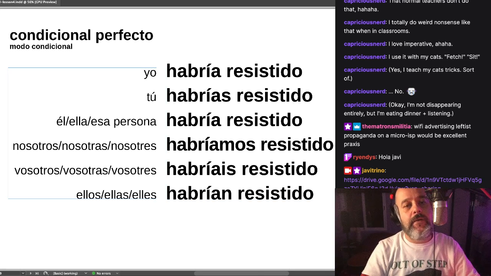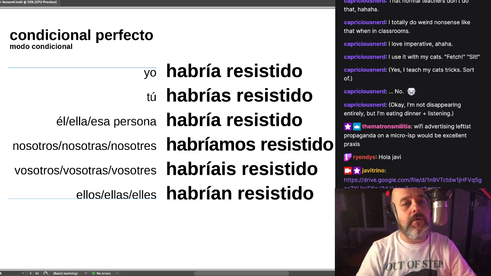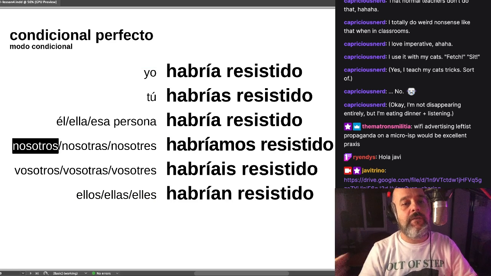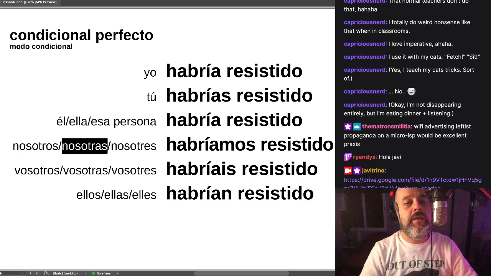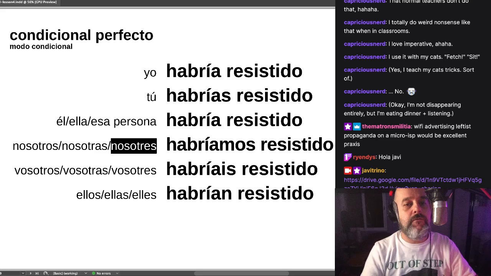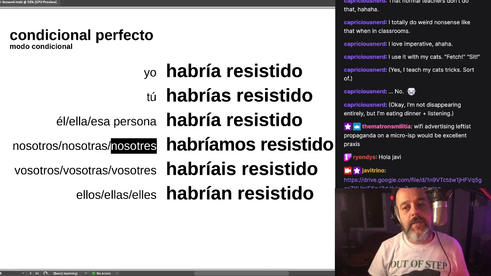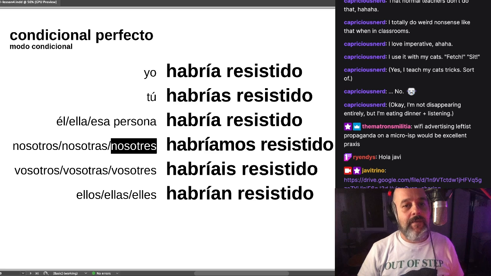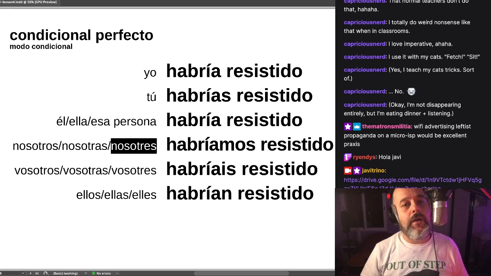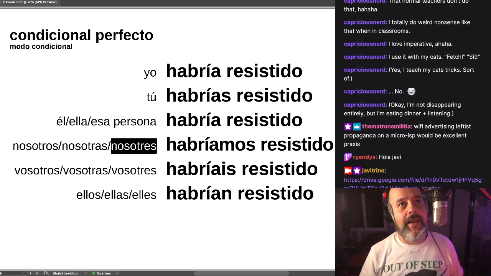I'm gonna nail down the pronouns again. Él is for him, ella is for her. Nosotros is for us masculine, nosotras for us feminine, and nosotres for us neutral, which, as I said before in other lessons, I'm going to nail down again: these neutral pronouns have not been officially accepted by the Real Academia de la Lengua, aka RAE, Royal Academy of the Spanish Language.